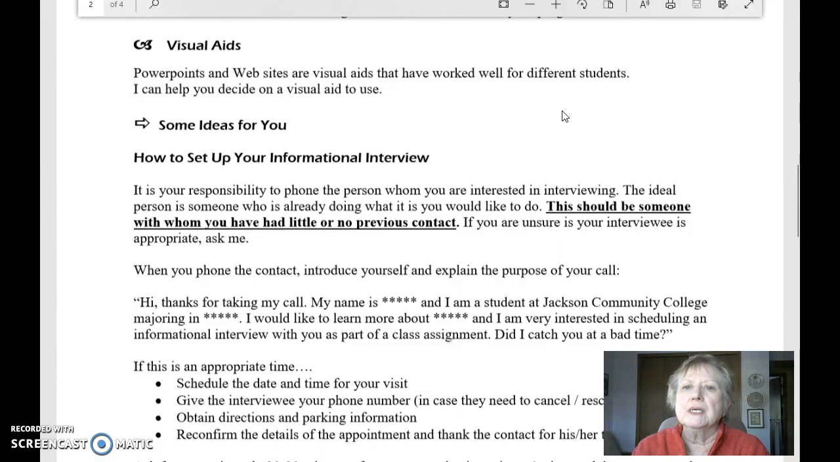Very big requirement of this project, and I've underlined it here. This person you interview needs to be someone with whom you have had little or no previous contact. So, I find students are sometimes tempted: oh, my uncle's an insurance agent, I think I'll just interview my uncle. Well, that's really defeating the purpose of this interview.